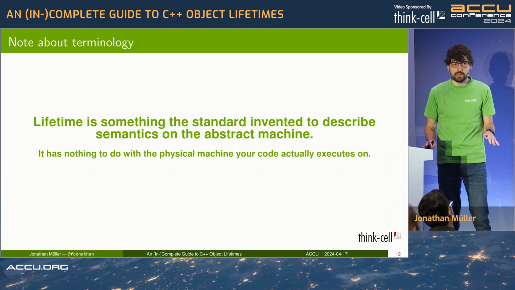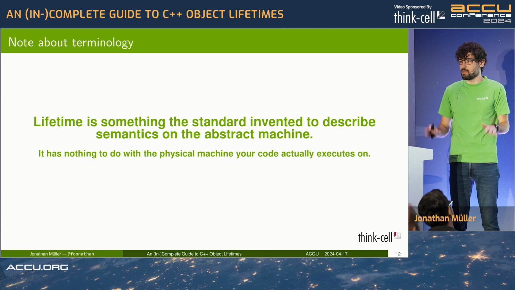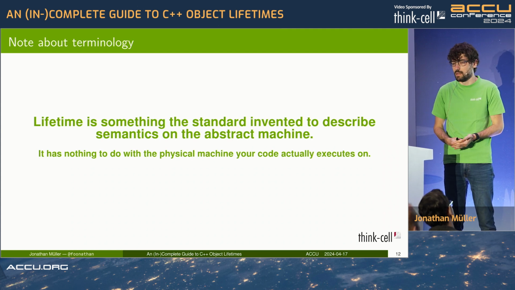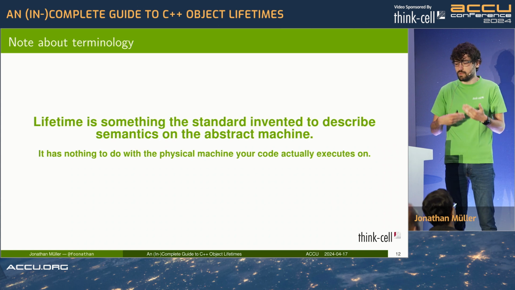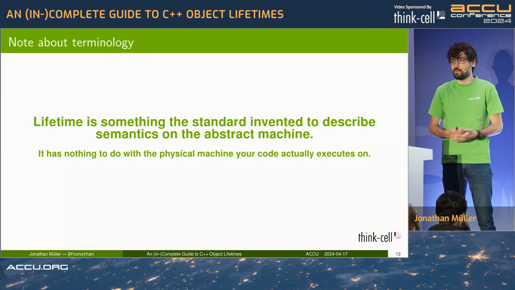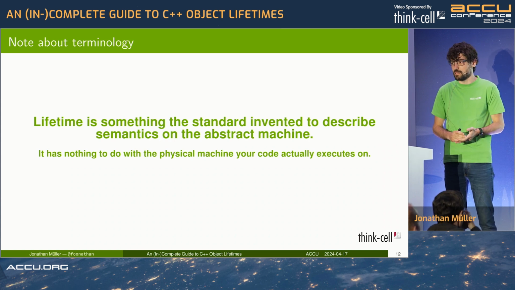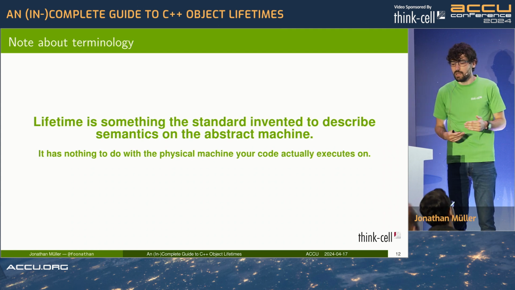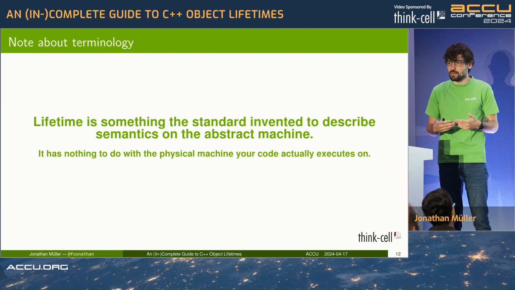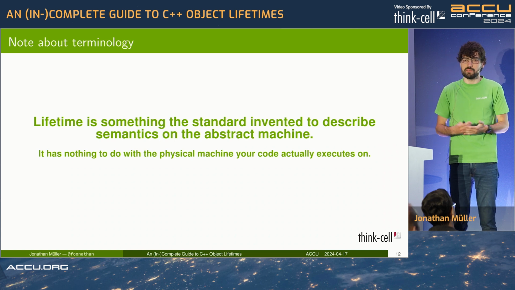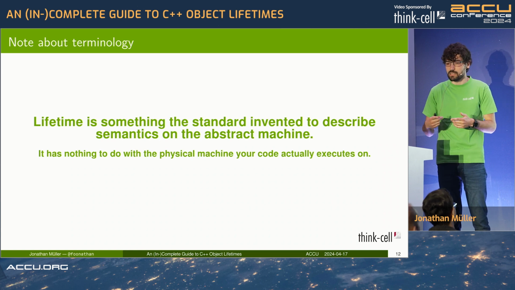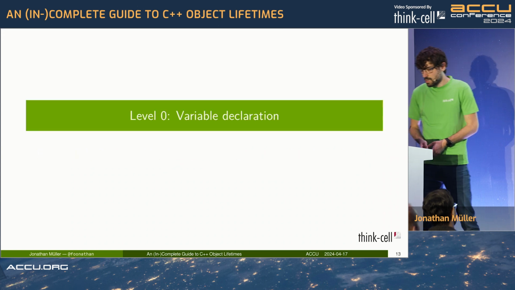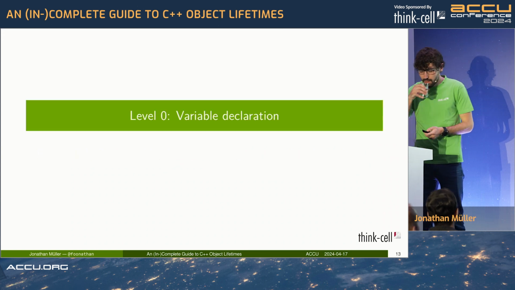It has absolutely nothing to do with the actual physical machine where your program runs. Objects aren't a CPU thing. Objects are a C++ standard thing. And all the standard talks about for lifetime is just in order to describe when a program is valid, when a program is invalid, and so on. So this is very abstract theoretical talk, and we're going to encounter some things which are undefined behavior just because the specification is a bit buggy, and which aren't really any problems in practice. So with that, let's begin.